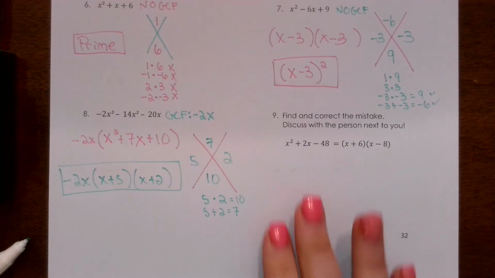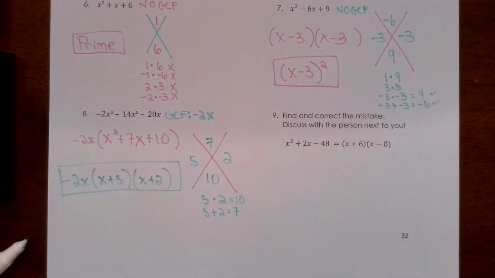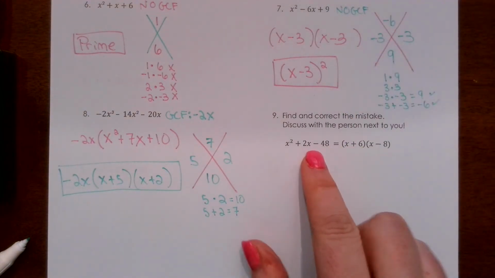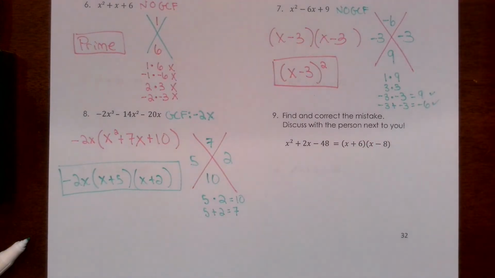All right, why don't you pause the video when I'm done here, find and correct the mistake, and you can discuss it with me since you're watching the video when you have found the mistake. What I see here is that x squared plus 2x minus 48 does not equal x plus 6 times x minus 8. Something is wrong with it. So pause the video, see if you can figure out what that might be.